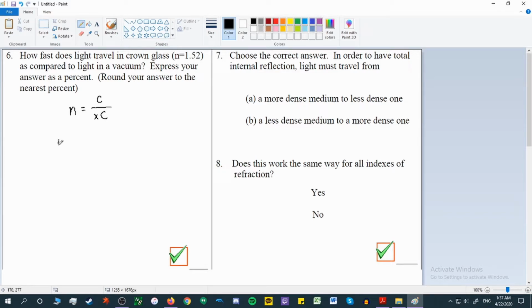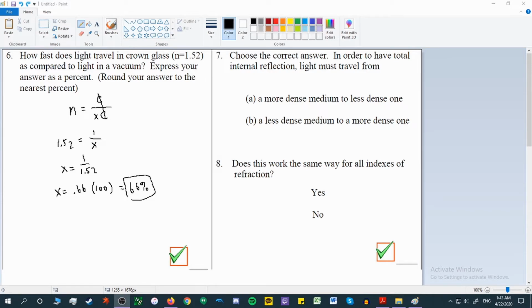So we have n, 1.52, is equal to, we can cross out these because they cancel, and we're left with 1 over x. As you can see, the math in this is not too bad. We're going to cross multiply. It's the thinking that is kind of hard getting here, which is the case with most physics. This ends up being 0.66, which means it is 0.66 times the speed of light in a vacuum, but we want to denote it as a percentage, so we multiply by 100, and we get 66% the speed of light in a vacuum. That's how fast it goes in crown glass, about 2/3 the speed of light in a vacuum.